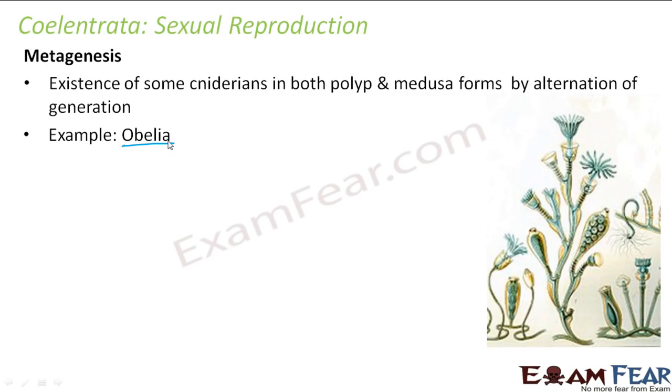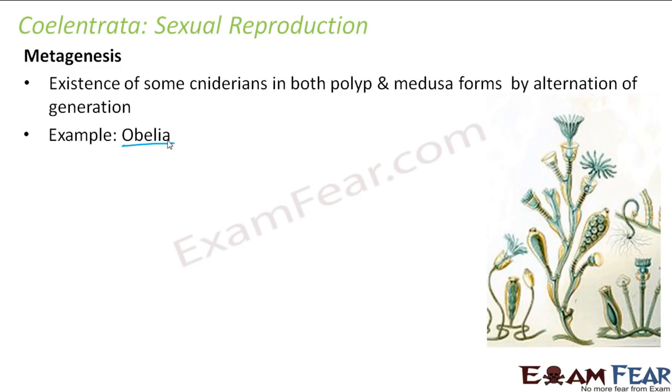So we will look at the life cycle of a coelenterate here. Now talking about sexual reproduction, it happens by fusion of gametes. Now, just now as I mentioned, in some coelenterates there is alternation of generation. If only polyp or medusa forms exist, then that is simple. Gametes will be produced and it will happen by fusion of gametes.